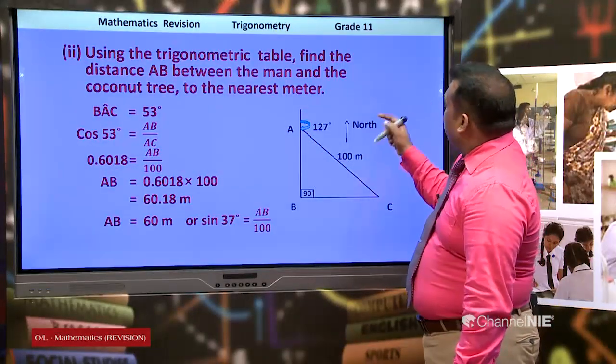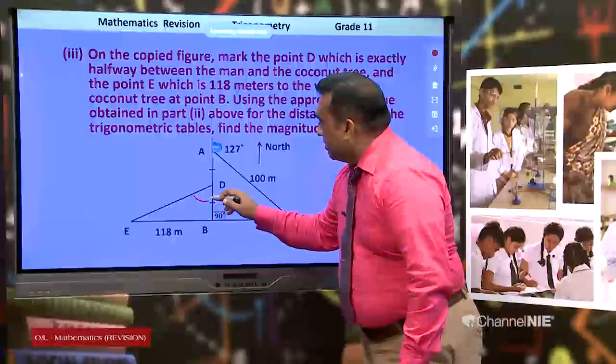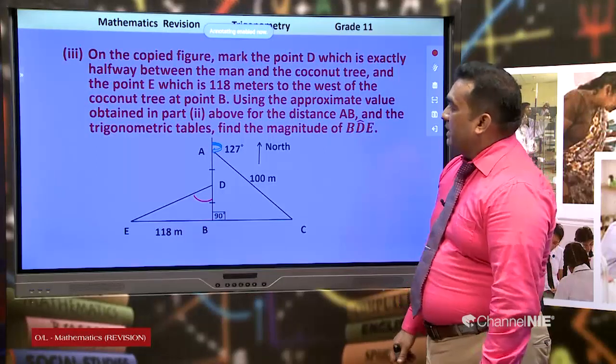Okay, then on the copied figure, mark the point D, which is exactly halfway between the man and the coconut tree, and the point E, which is 118 meters to the west of the coconut tree at point B. Using the approximate value obtained in part 2 above for the distance AB and the trigonometric tables, find the magnitude of BDE. BDE, this one. We want to find out the magnitude.